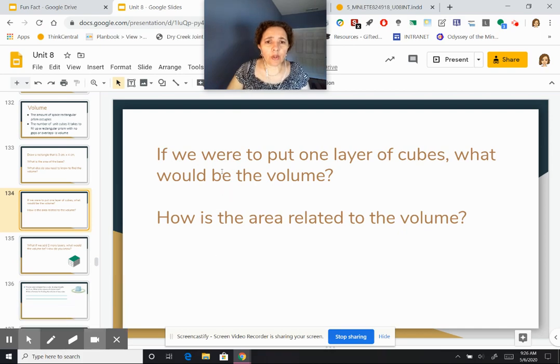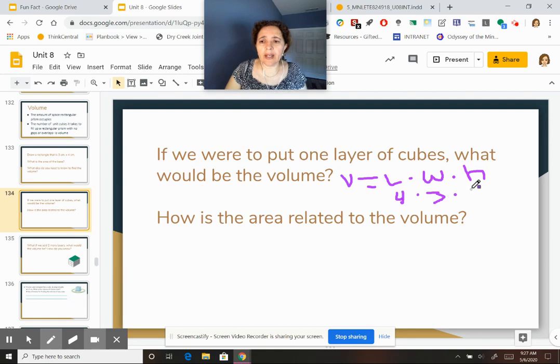Okay, if I were to put 1 layer of cubes, what would be the volume? So we're talking about my 3 times 4 shape that I had on the previous slide. So the volume would be length times width times the height. My length, remember, was 4. My width was 3. And my height would be 1 because I have 1 layer. So it'd be 4 times 3 times 1, which is 12. Okay, that's if I had 1 layer.